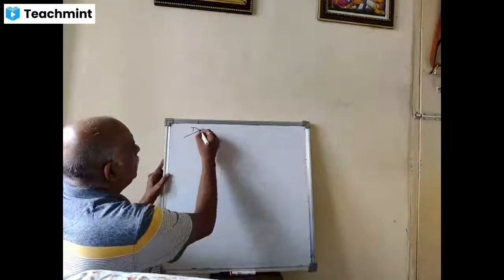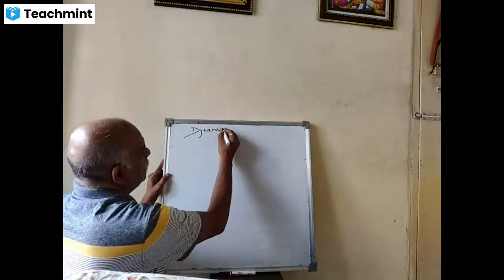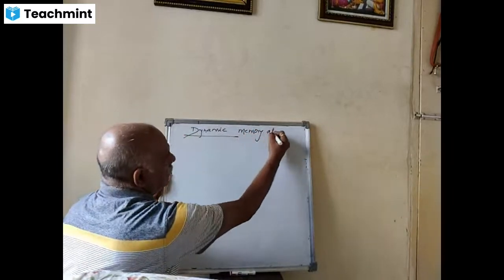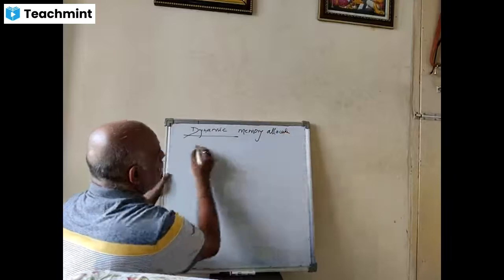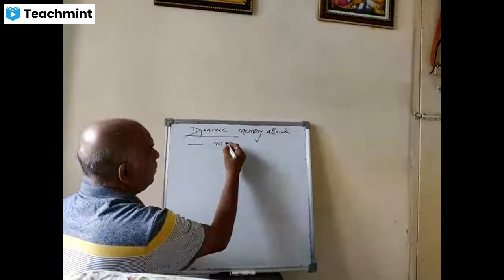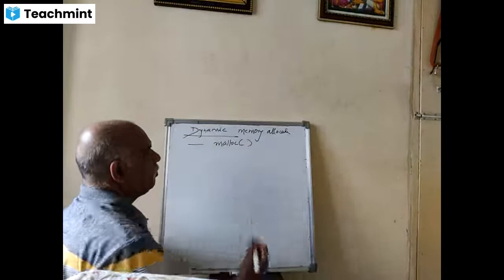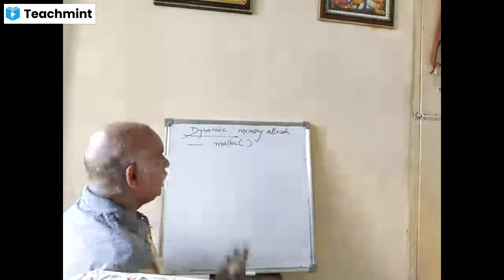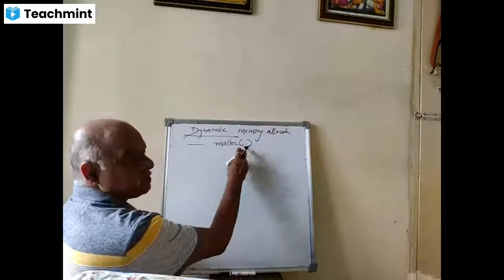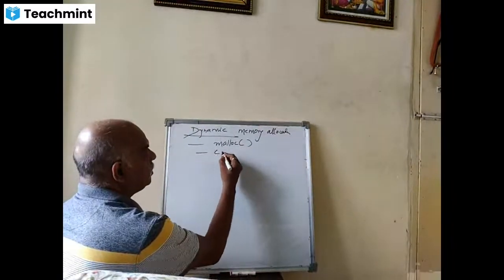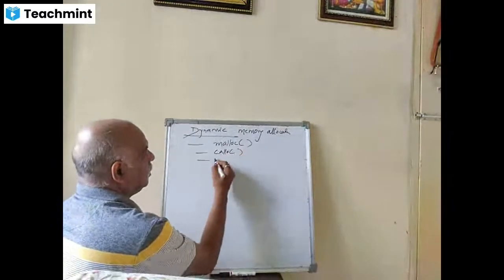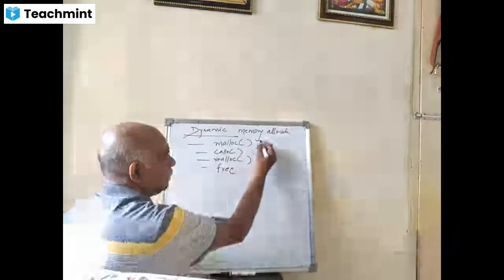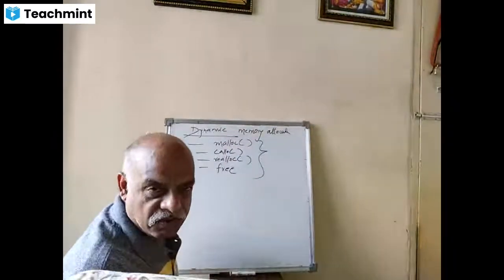So dynamic memory allocation: the C library provides the malloc function. People used to say malloc like that, you can spell it like that also. It's a function. Calloc, realloc, and free. You should know the names of these functions, first of all.